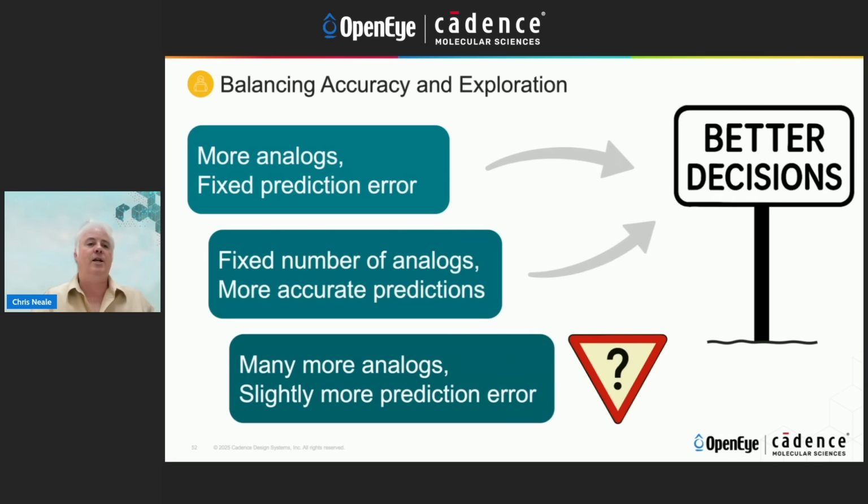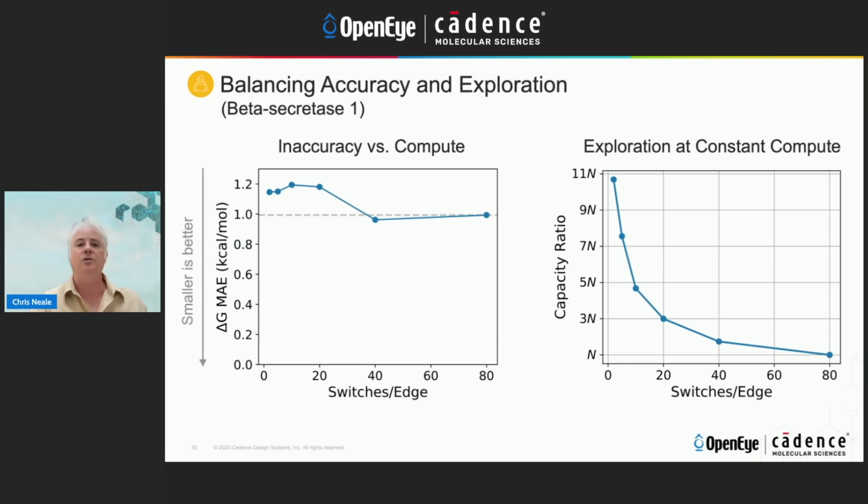So that's what I'm representing on the top here. If you have a fixed prediction error and you look at more analogs, you're going to make better decisions. In the middle, I haven't demonstrated this, but I think it's clear. If you have a fixed number of analogs, but you have more accurate predictions, of course, you're also going to make better decisions. And the real question here is on the bottom. This is the trade-off between 80 switch and 5 switch FE-NES, for example. We can assess many more analogs, but that comes at the cost of a slight increase in the prediction error. And the question is, where along this trade-off do we reach the optimal decisions?